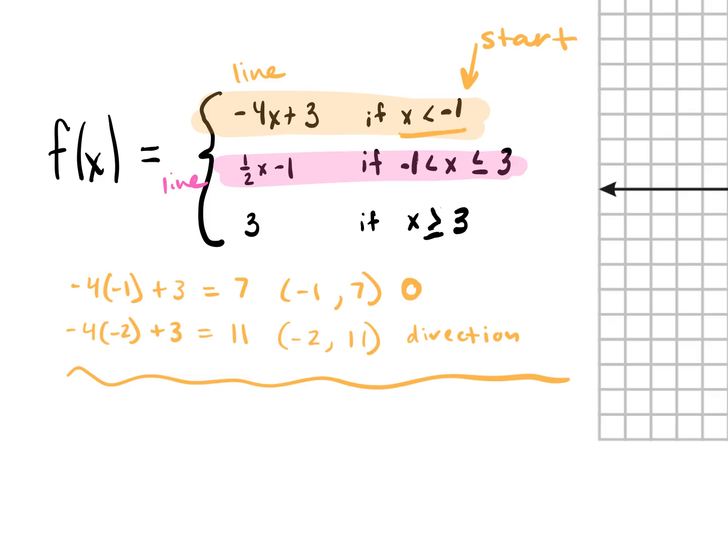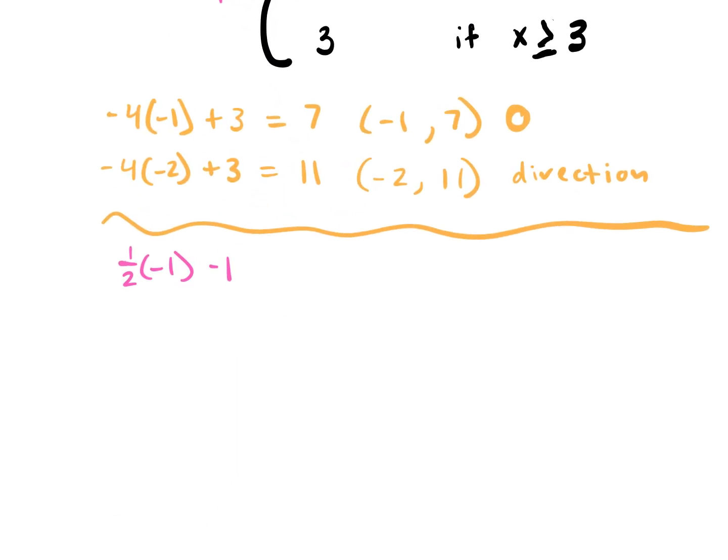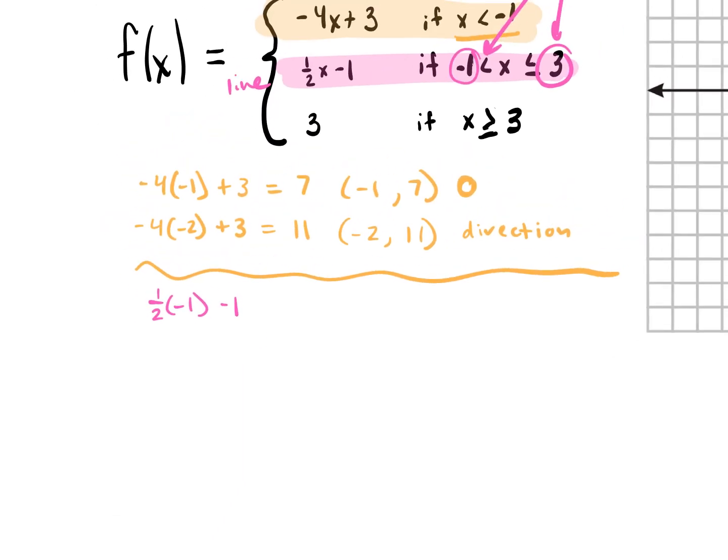What number do you think we should plug in here first? Where do we start? -1. This one, since it's a middle piece, it gives us 2 numbers to start. So these are going to be the 2 numbers that we plug in to start. So let's start with -1. We have 1/2 times -1 minus 1. 1/2 times -1 would be -1/2 minus 1.